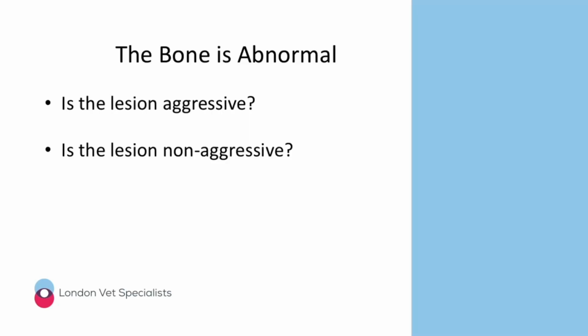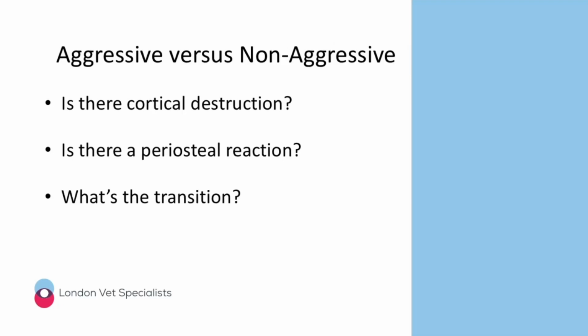Occasionally when we're looking at a radiograph, we'll see an area of bone that doesn't look quite right. And once we've decided that this bone is abnormal, the question that we usually ask ourselves is, this bone lesion that I've picked up, is this an aggressive lesion or a non-aggressive lesion? There are a few things that we need to look at and decide upon before we can be confident about classifying a lesion as either aggressive or non-aggressive.